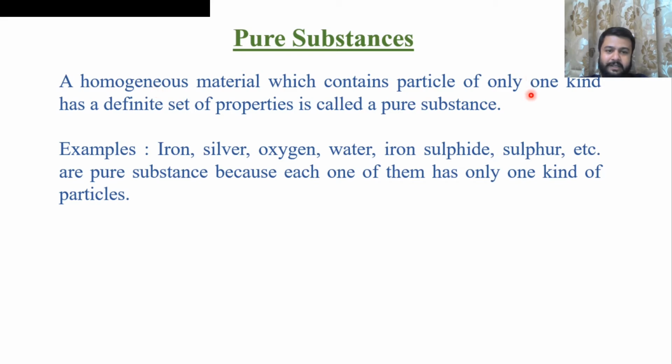One kind of material that contains only one type of material or one kind, that is, for example, we can say iron contains only iron, Fe. Silver contains only silver, oxygen contains only oxygen. But if you are looking at the water, we have two type of elements, that is hydrogen and oxygen. This hydrogen and oxygen are in the combined state with two hydrogen, one oxygen. So we can say that one kind of molecule are present, one kind of particles are present, which has a definite set of properties.